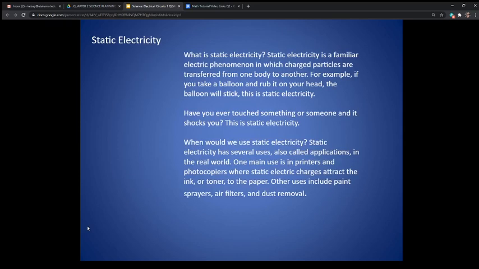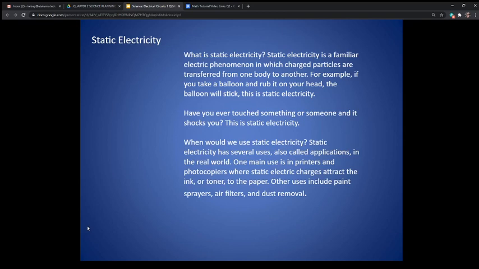Static electricity is a familiar electric phenomenon in which charged particles are transferred from one body to another. For example, if you take a balloon and rub it on your head, the balloon will stick. This is static electricity. Have you ever touched something or someone and it shocks you? This is static electricity. When would we use static electricity?